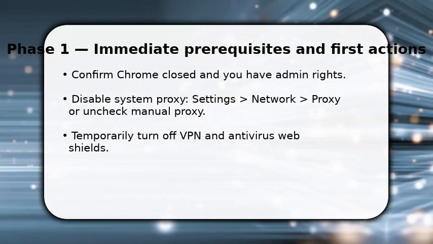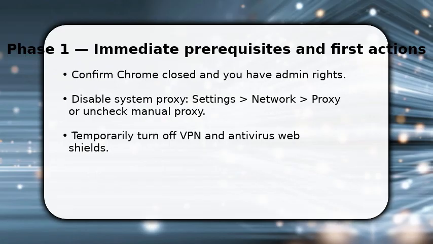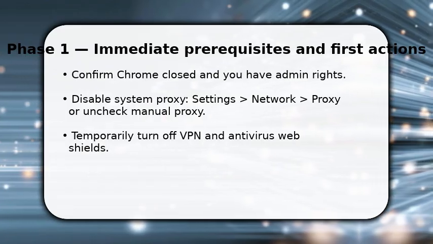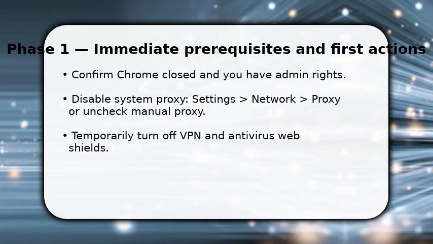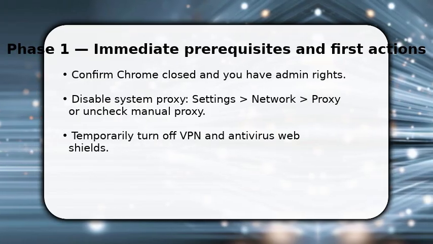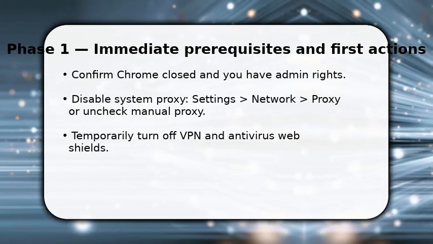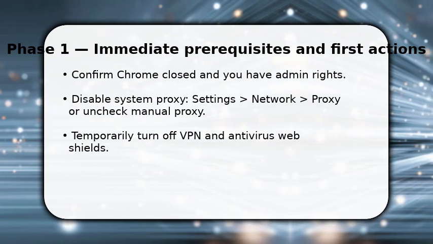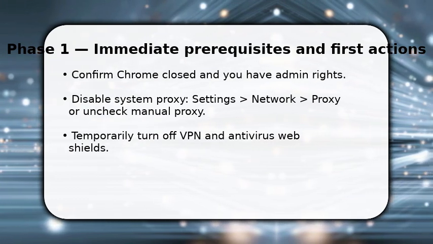If you run a VPN or antivirus web shield, turn them off briefly. This removes a common conflict. After making these changes, restart your machine. This ensures network stacks reset. Once done, reopen Chrome and attempt to load any page to see if the proxy error persists.